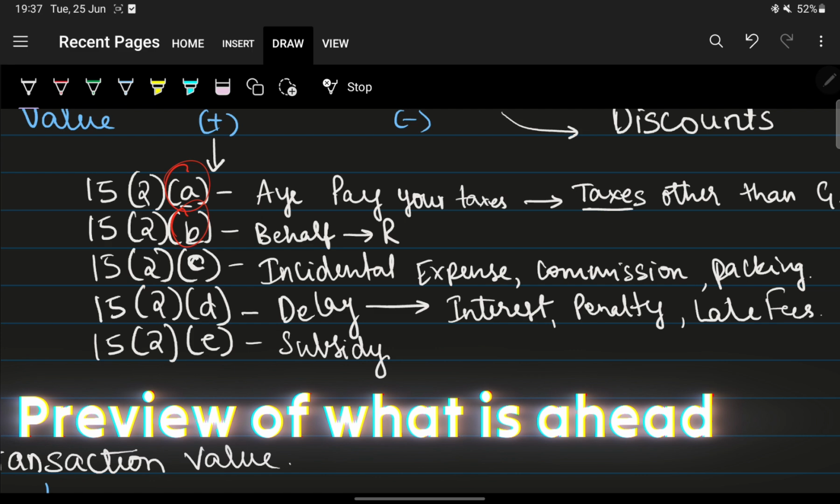Okay, B from B, behalf. If any amount that is paid or payable by the recipient to a third party to whom the supplier was liable, then such amount is to be added to the value of supply. Right? Clause C. What do you see?